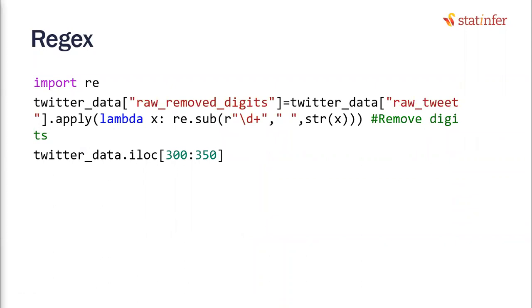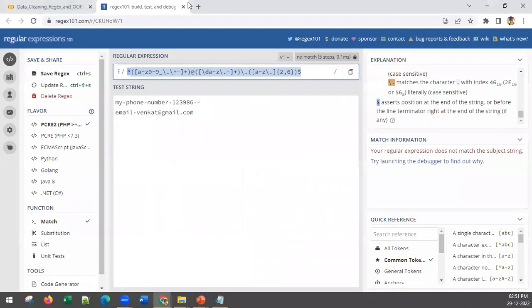Okay. Here is our new data set, some Twitter data, which has a lot of text in it. Let me take that example.